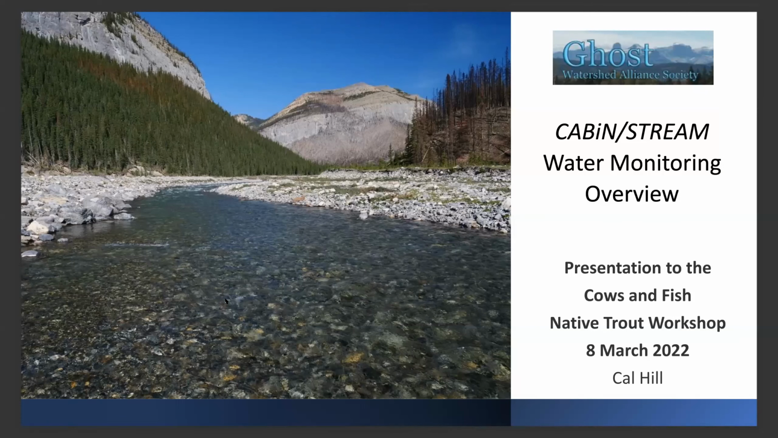Cal is currently the president of the Ghost Watershed Alliance Society, a watershed stewardship group that you heard about from Marina in the Ghost River watershed. So take it away, Cal.